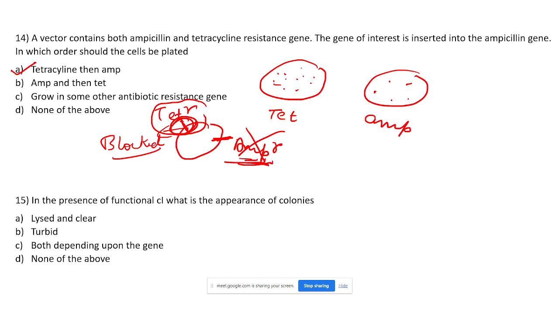So now this colony was not able to grow on the ampicillin plate. This colony was not able to grow on the ampicillin plate. This means that these are the actual recombinant colonies, because they were unable to grow on the ampicillin plate. Is that clear?